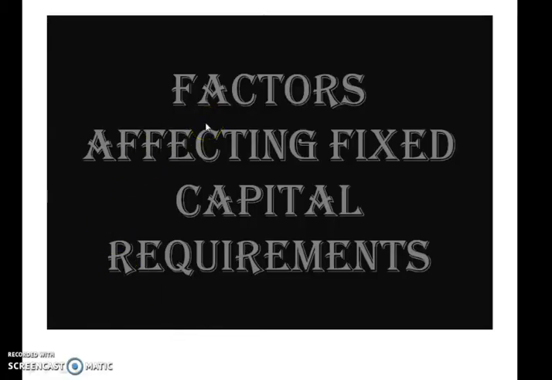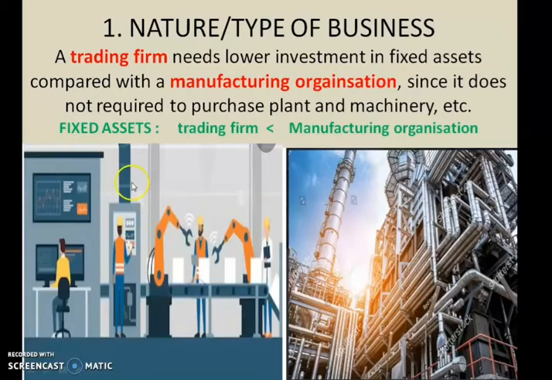Now there are certain factors affecting the fixed capital requirements. So let us discuss that. The first factor which determines the amount of fixed assets required in a firm is nature and type of business. A trading firm needs lower investment in fixed capital or fixed assets compared with a manufacturing organization. As you know, in a manufacturing organization, we have to purchase so many machineries, furniture, and we have to go for purchase of different types of fixed assets.